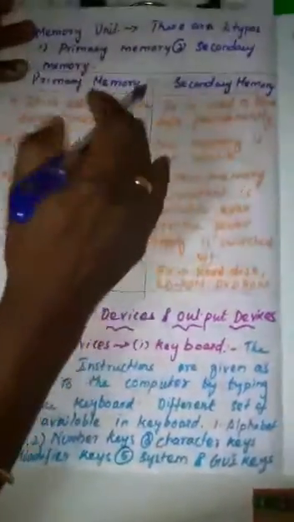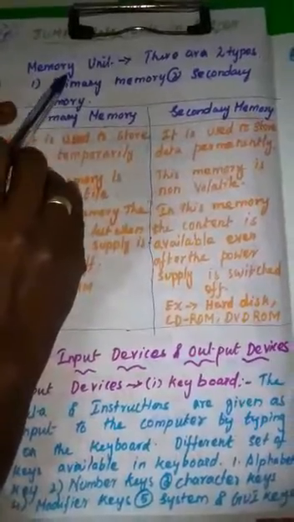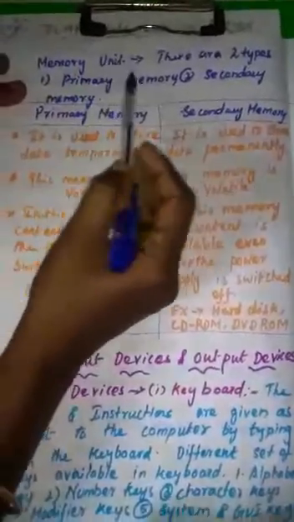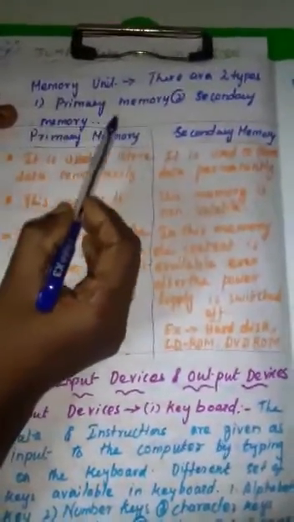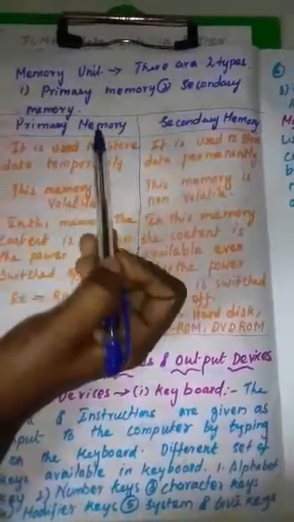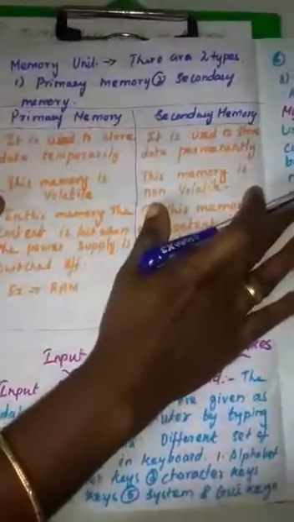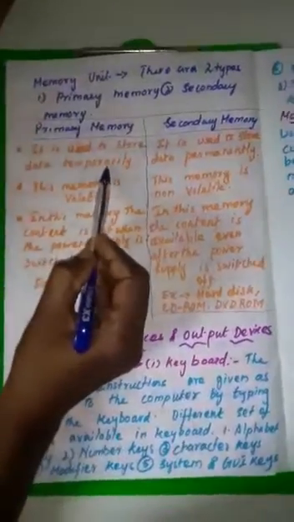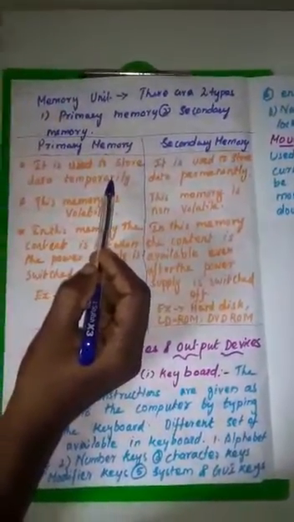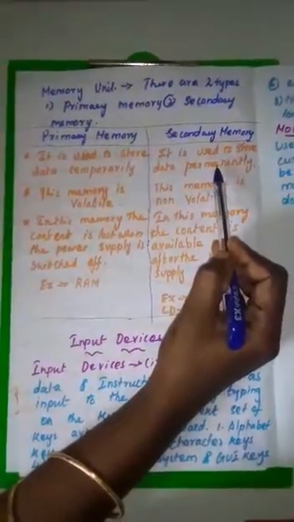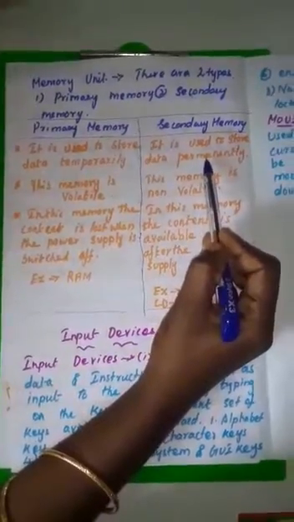This is a part of the CPU. Memory unit. There are two types of memory: primary memory and secondary memory. What is the difference between primary memory and secondary memory? Primary memory is used to store data temporarily, but secondary memory is used to store data permanently.